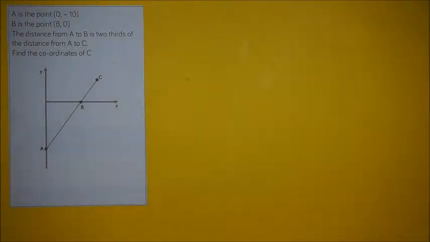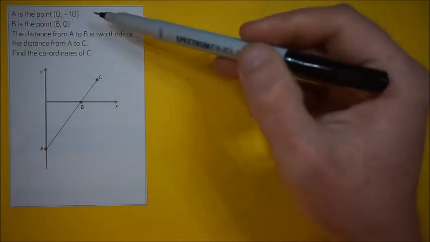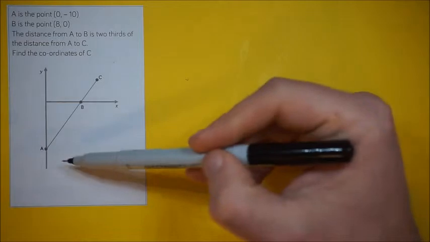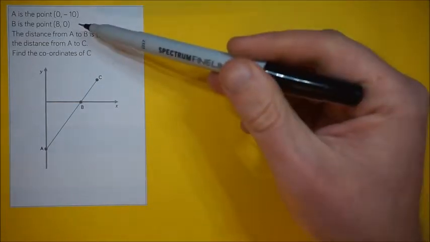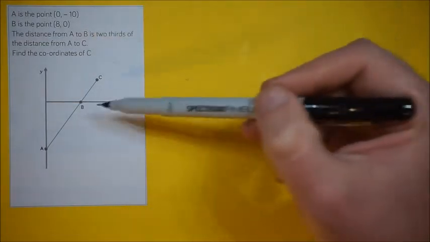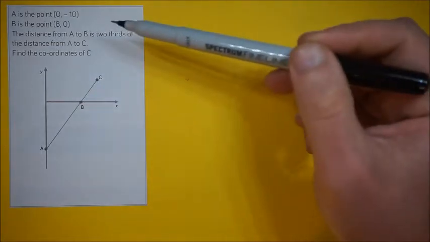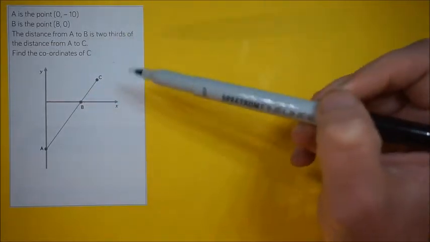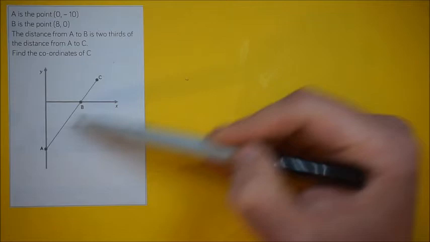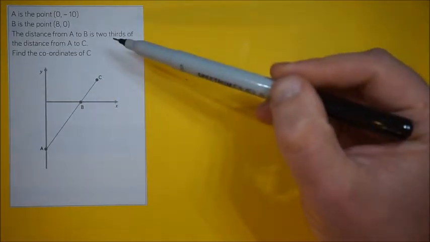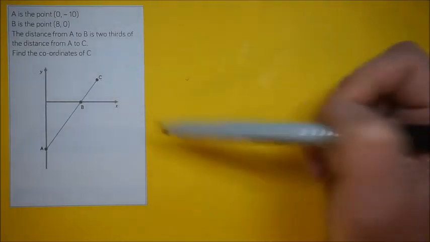Hello, in today's problem we are looking at a line on some axes, and we've got these clues. A is the point 0, minus 10, so that's A down there. B is the point 8, 0, that's one there. The distance from A to B is 2/3 of the distance from A to C. Find the coordinate of C, which is up here.